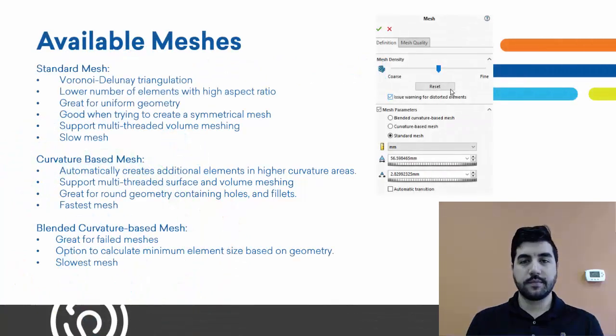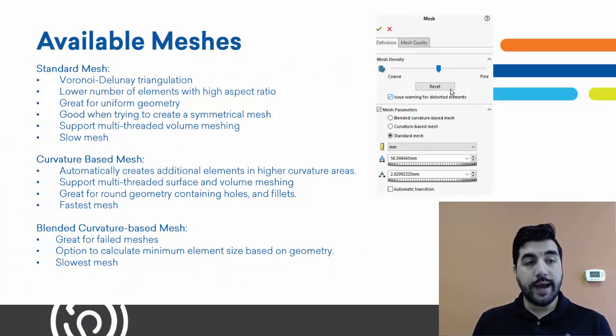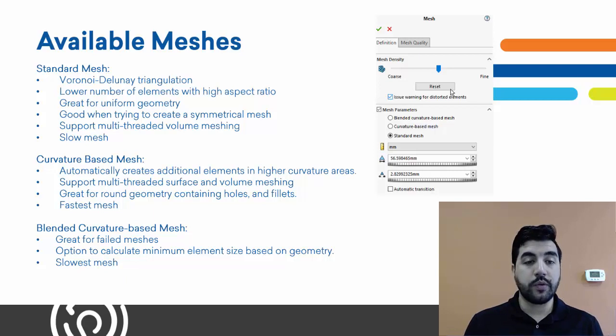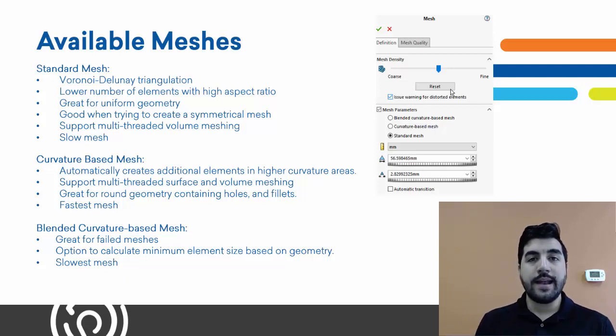Let's take a look. Let's begin by taking a look at the meshes that the software has to offer. We have the standard mesh, the curvature-based mesh, and the blended curvature-based mesh. The standard mesh is good when trying to create a symmetrical mesh. It supports multi-threaded volume meshing and is great for uniform geometry. If you are looking for a mesh that is going to create lower number of elements with a high aspect ratio, this is going to be your friend.